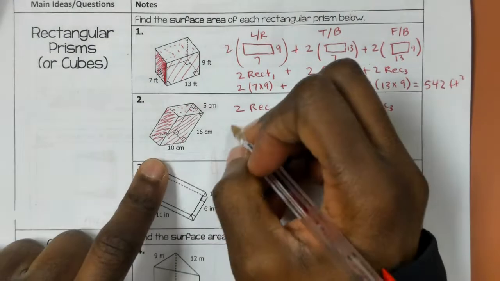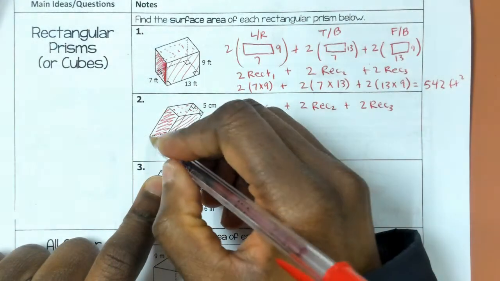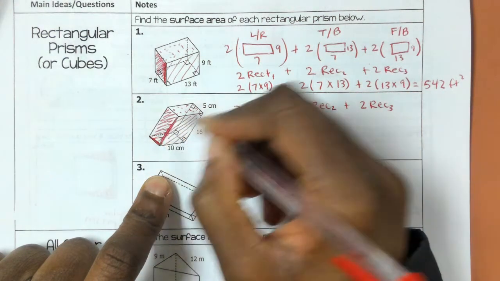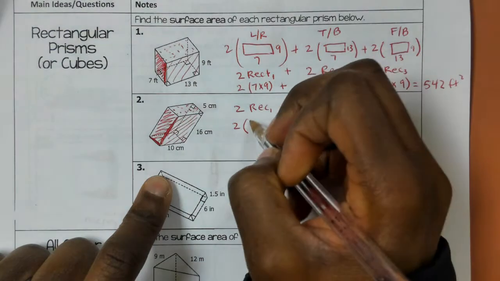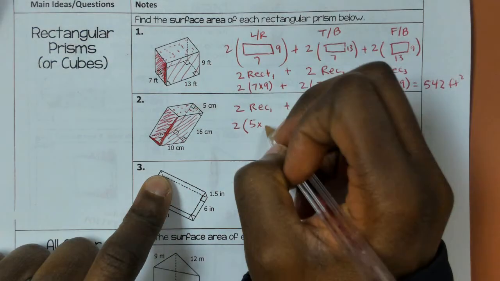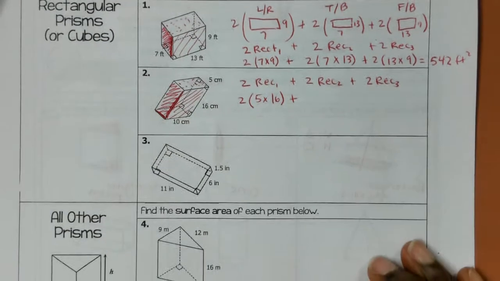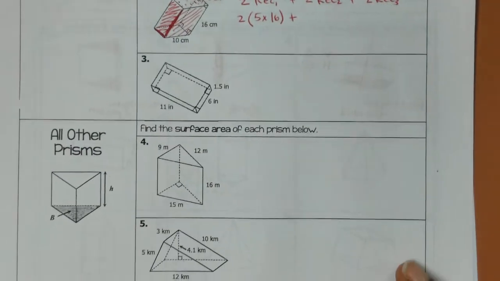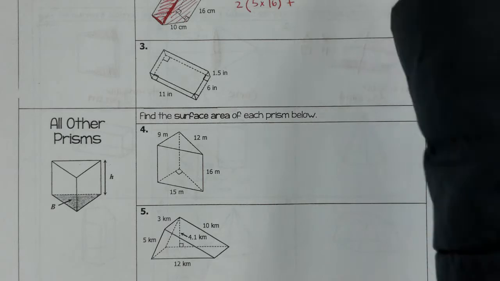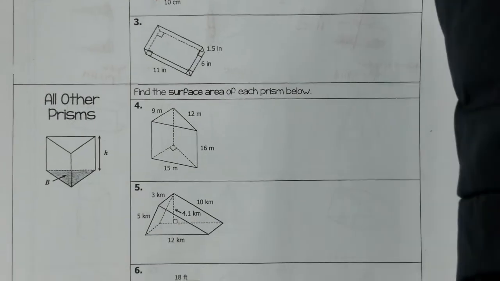Okay, and I'll just do the first one. The rectangle 1's dimensions are these 2 sides. So this is a 5, that's the width, by 16. And then you would continue on. Okay, so I'll let you try those for 3 and 4, 2 and 3. Any other kind of prism, you have to identify the amount of shapes there are.